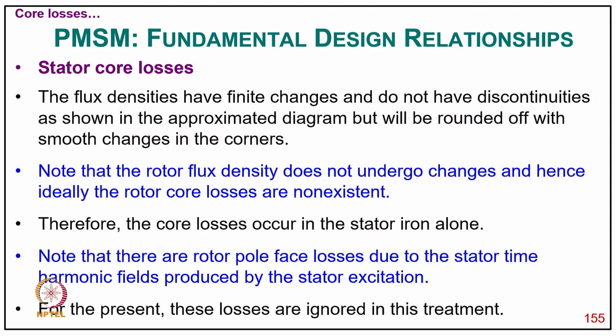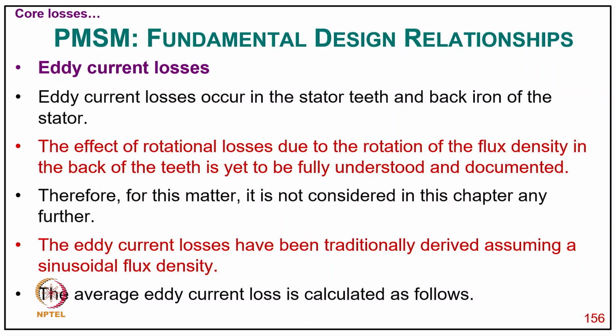Note that the rotor flux density does not undergo changes, and hence ideally the rotor core losses are non-existent, and therefore the core losses occur in the stator iron alone. Note that there are rotor pole face losses due to the stator time harmonic fields produced by the stator excitation. For the present, these losses are ignored in this treatment. Now coming to eddy current losses, they occur in the stator teeth and back iron of the stator, and the effect of rotational losses due to the rotation of the flux density in the teeth is yet to be fully understood and documented. Therefore, it is not considered in this chapter.